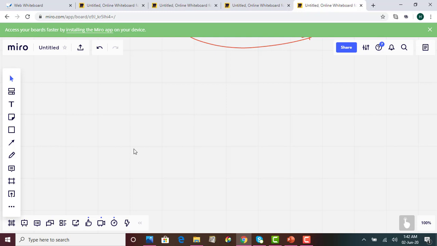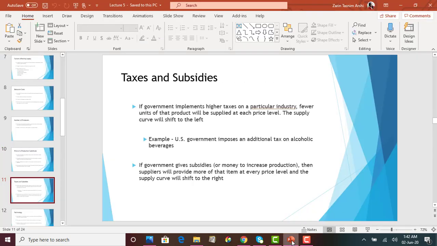Okay, so the next one is called taxes or subsidies. If the government implements taxes, what happens? Let's say I am producing cars and now the government imposes a new tax on the production of cars. What happens? For the businesses, the cost of production goes up. So when the cost of production goes up, they are going to cut down their output and supply will fall, so the supply curve will shift to the left. So if taxes are increased, the supply curve will shift to the left. If taxes are decreased, the supply curve will shift to the right.